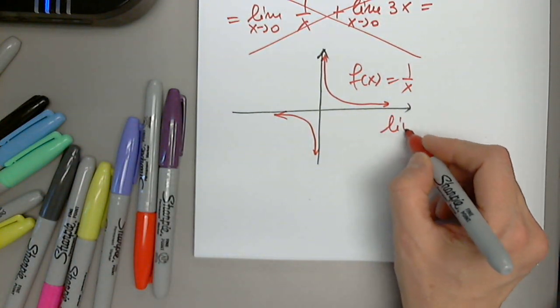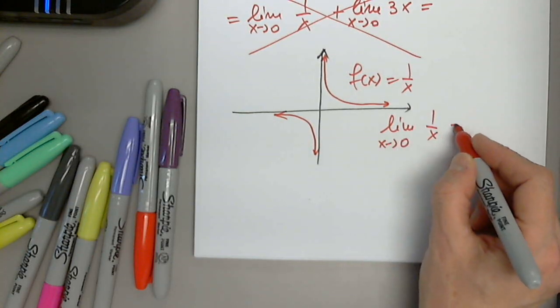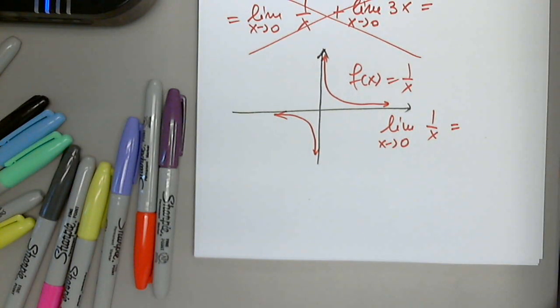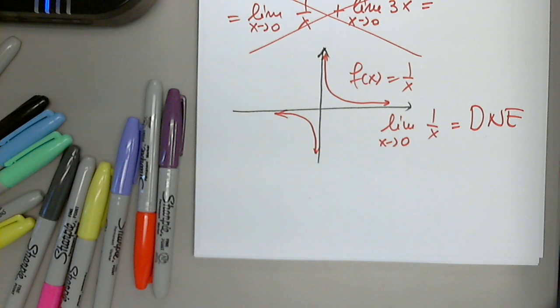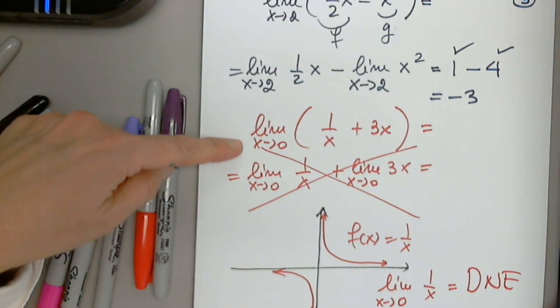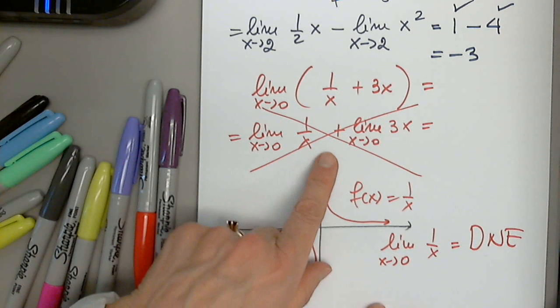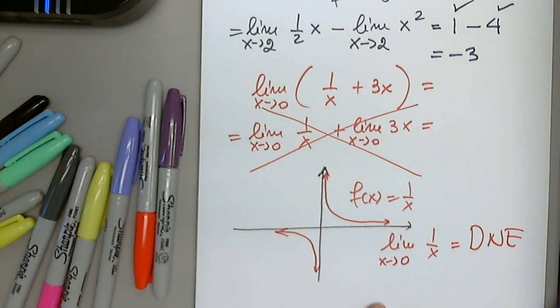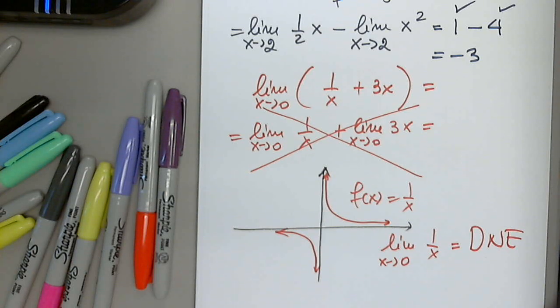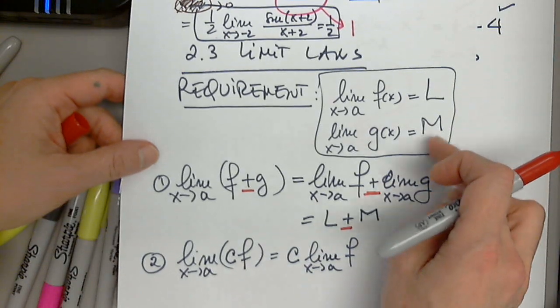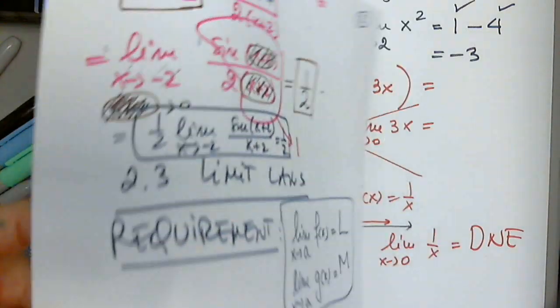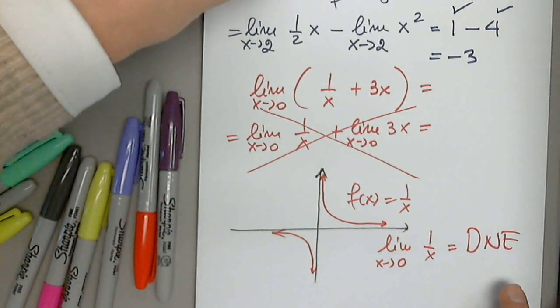So what is the limit of 1 over x as x approaches 0 from either side? Right. Why does it not exist? Because the limit from the right is infinity, and the limit from the left is negative infinity, therefore it does not exist. Therefore, coming back here, we cannot determine this limit using the limit law. Not allowed, because it's not applicable. Why is it not applicable? Because this requirement is not fulfilled. One or the other or both does not have a limit. Okay? Very good. Next limit law.